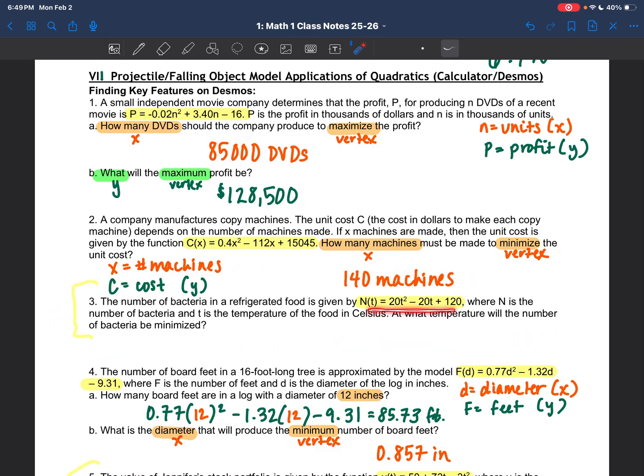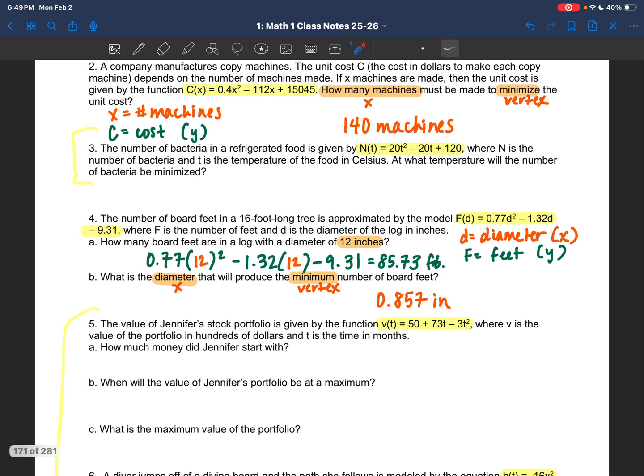Go ahead, type this in, and then answer the question. And then let's go ahead, let's look at number 4. The number of board feet in a 16-foot long tree is approximated by this model. And don't forget this part of the equation too, kind of got cut off there, where F is the number of feet and D is the diameter of the log in inches.